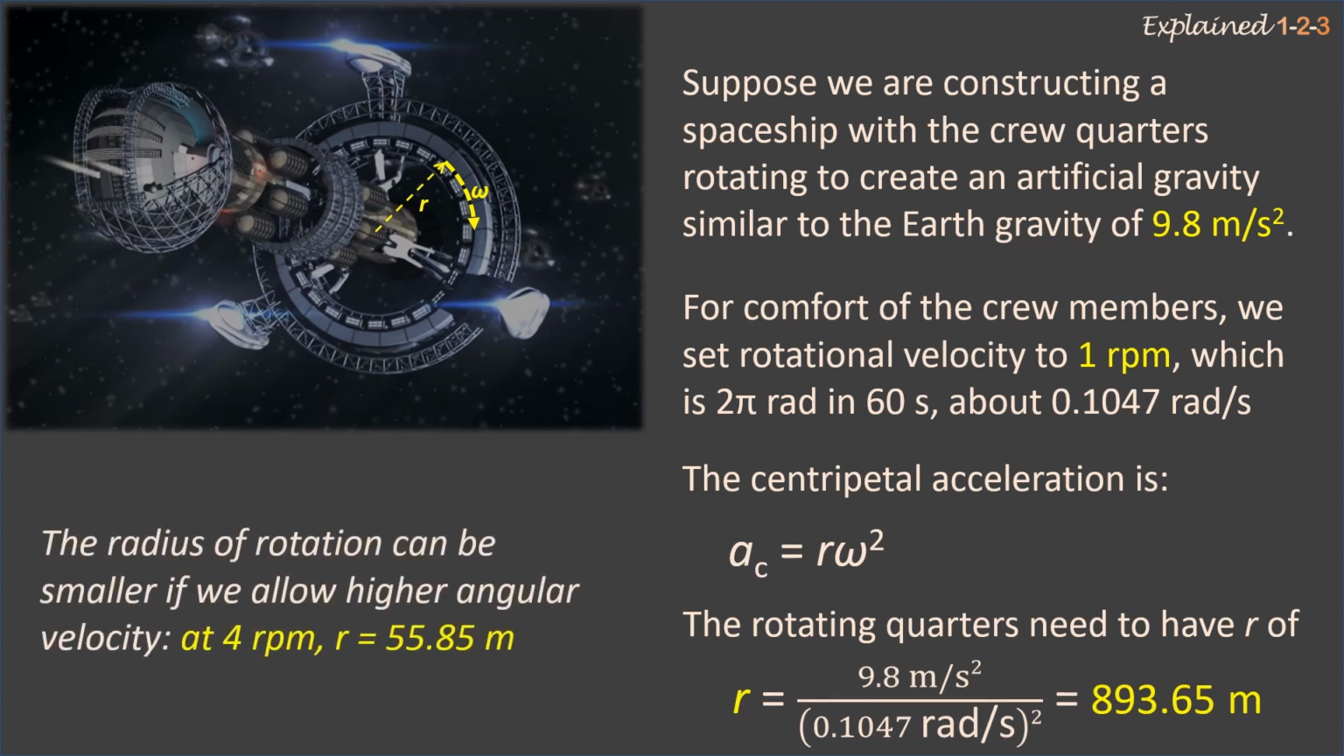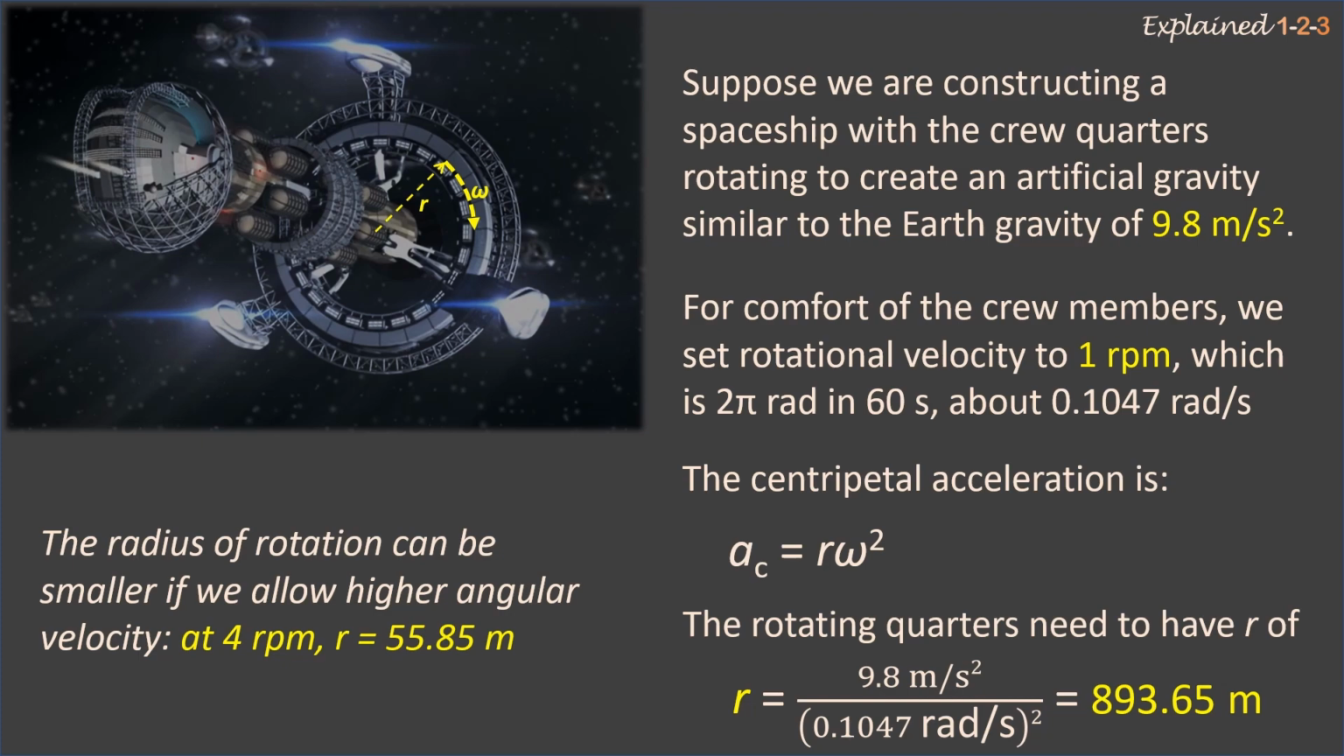If we are to reduce the radius of rotation, we must increase the angular velocity. 1 rpm is a rate most people feel comfortable with. For some people, especially after training, 4 rpm can be an acceptable rate. Because the centripetal acceleration is proportional to the square of angular velocity, a 4x increase in omega allows a 16x reduction in r, which comes to 55.85 meters, about 110 meters in diameter, the size of a football field.